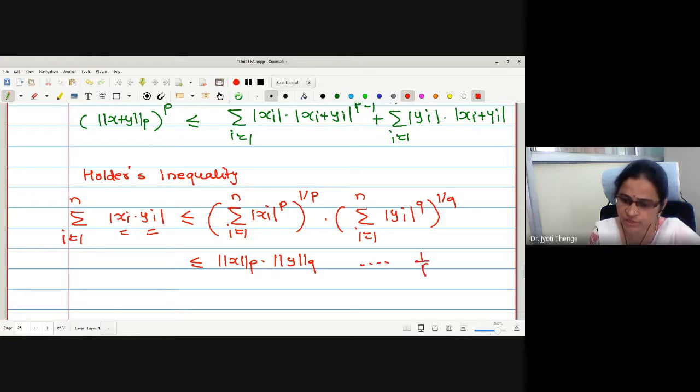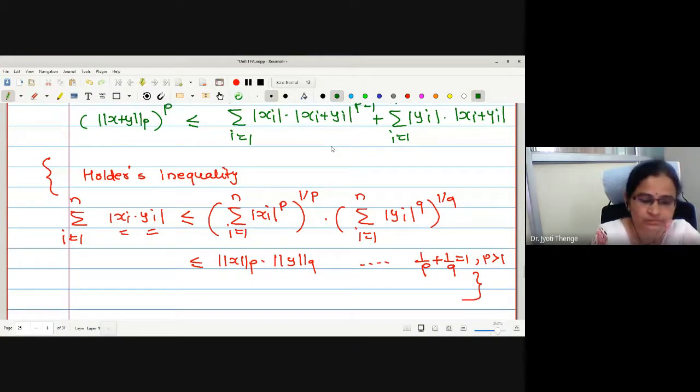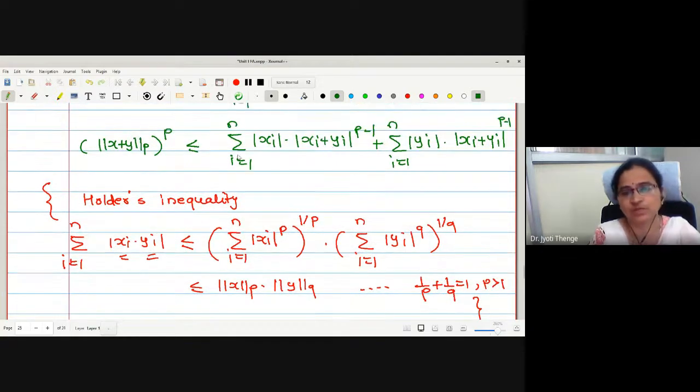Okay, what is the relation between p and q? 1 by p plus 1 by q is equal to 1, for p greater than 1. Is it okay? Now let me use this Holder's inequality in the above step. What will be my statement then?